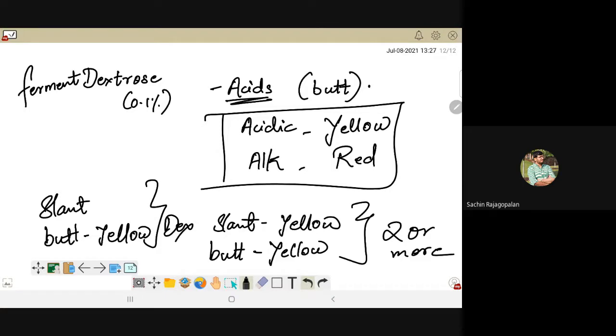It's going to release amines. So what will happen in these circumstances? Alkalinity will start being generated, because of which your slant will appear red and the butt will appear yellow. So slant is red and the butt is yellow. It's a clear-cut indication that your organism can just use dextrose. It's not able to utilize the other 2 sugars, which are sucrose and lactose.